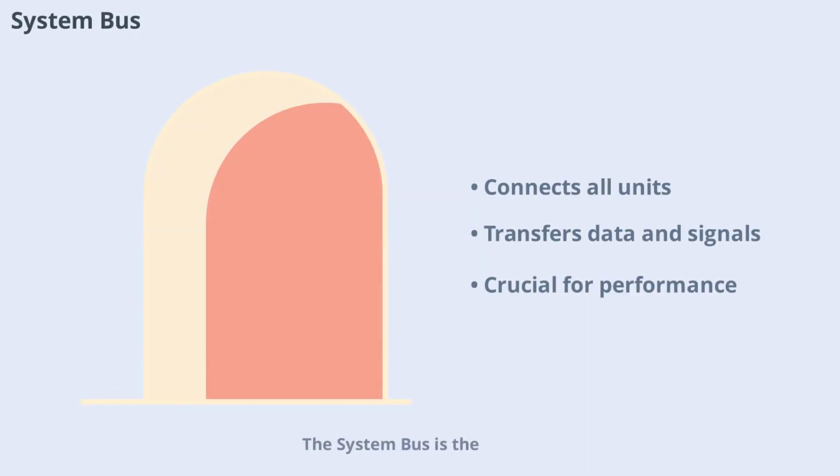The system bus is the communication highway connecting all functional units. It carries data, addresses, and control signals between the CPU, memory, and input-output devices. A fast and efficient system bus ensures that information moves quickly throughout the computer, preventing bottlenecks and improving performance.